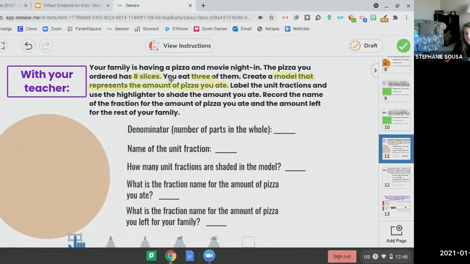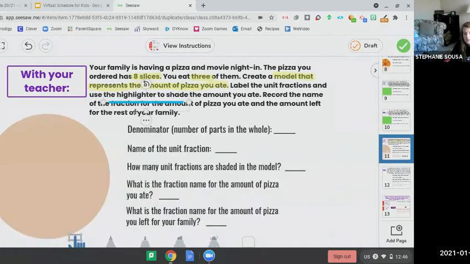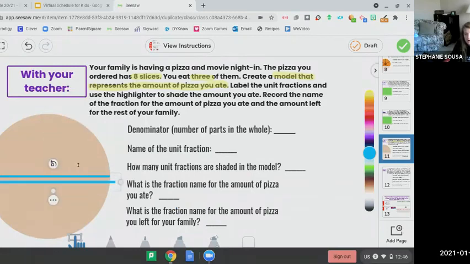Alrighty, you have been asked to create 8 slices on this pizza. So I'm going to go ahead and grab that line shape because I know that it's easier for me to fix my mistake with one line that I can move versus a line that I have to erase. And I'm going to make it into half. And I know that 8 is double of 4. So I'm going to duplicate my line and make fourths first. That's my first step to making 8. I'm going to make fourths.